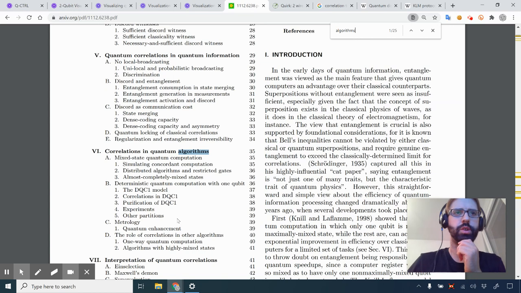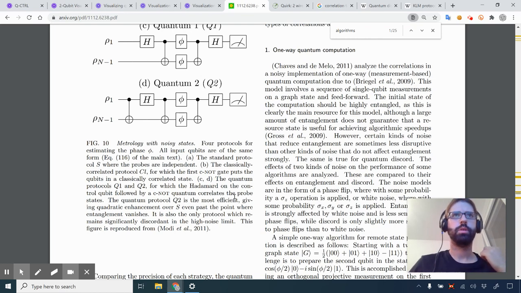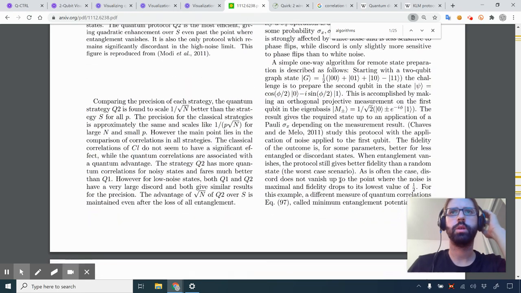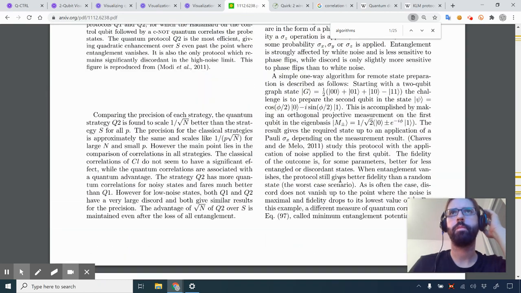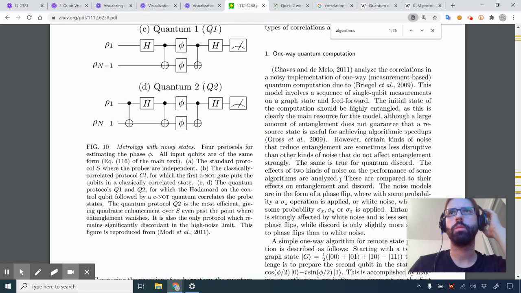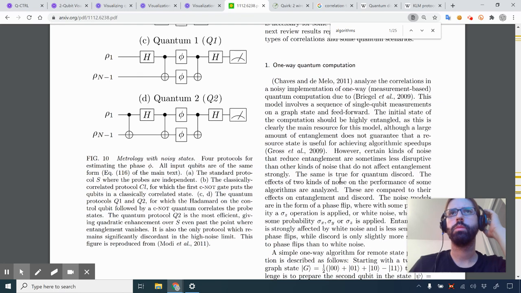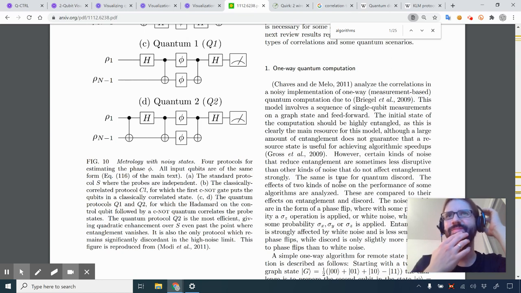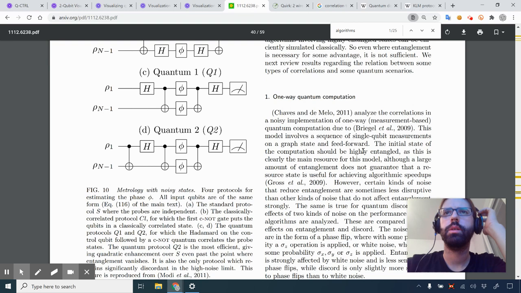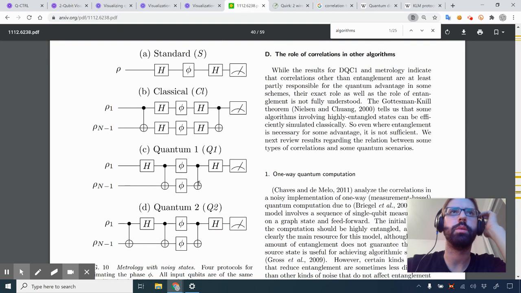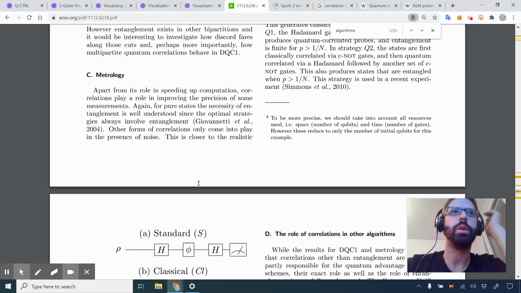Deterministic quantum computation with one qubit. Metrology. The role of correlations in other algorithms, one-way quantum computation. Metrology. Let's not analyze the correlations in noisy implementation of one way. Quantum computation is not mostly standard. Metrology, apart from its role in speeding up computation, correlations play a role in improving the precision of some measurements.